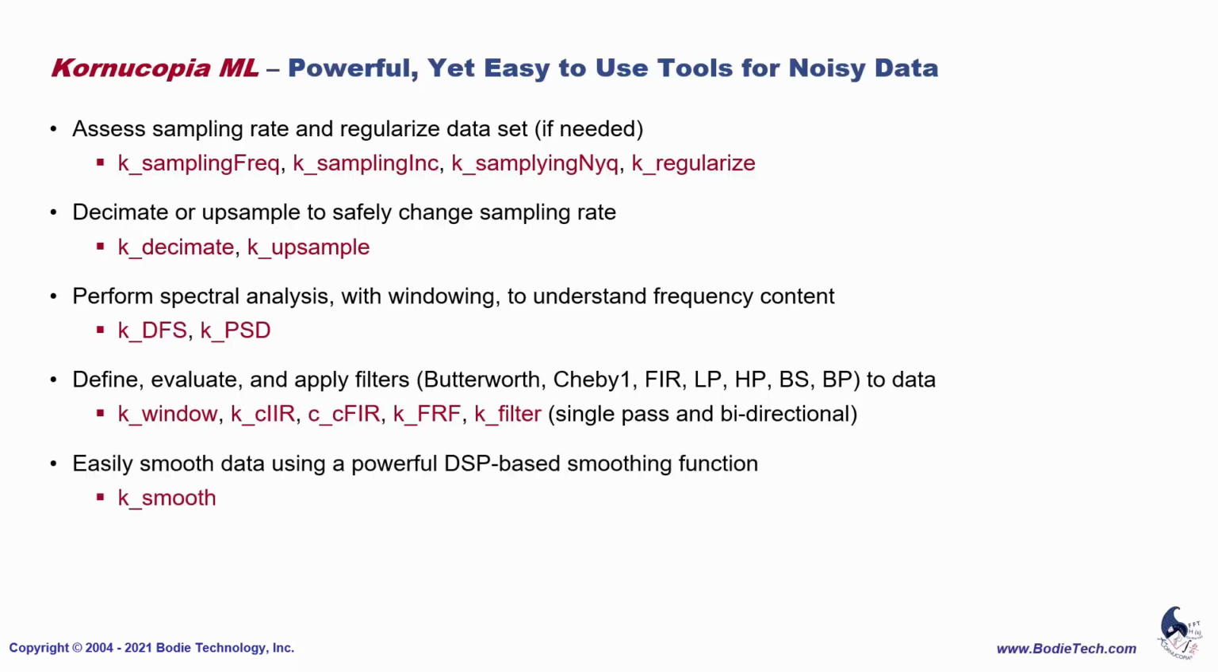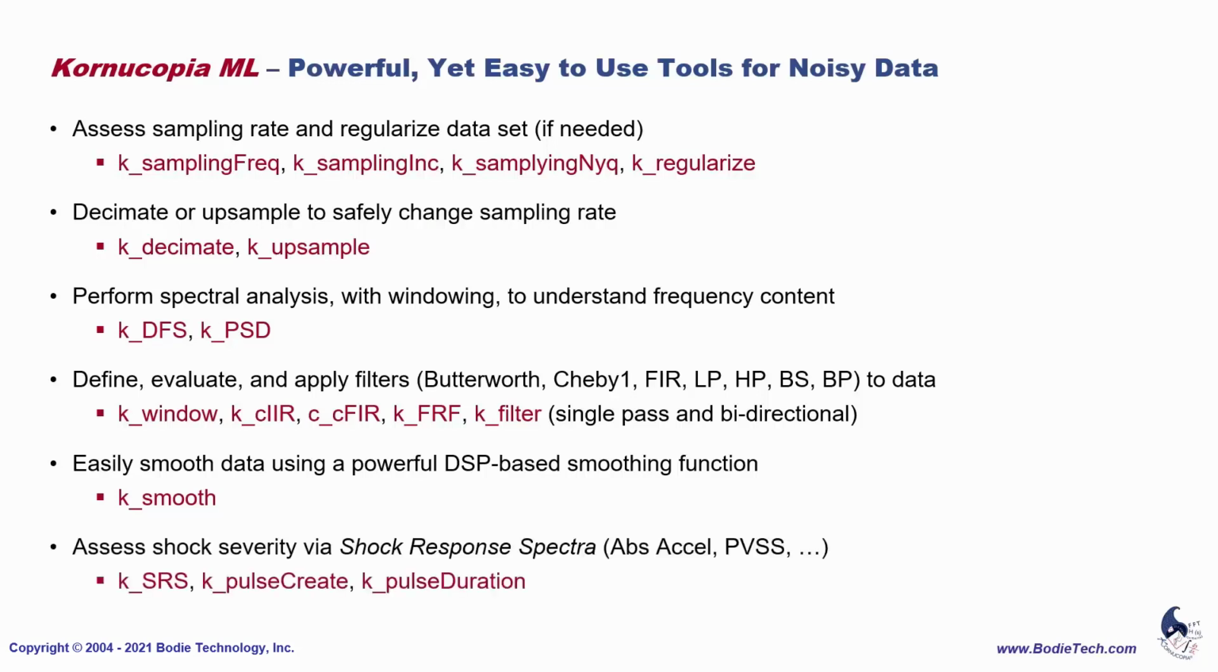The K_smooth function is a very popular tool that provides a simplified way to smooth data using just a single smoothing factor. Internally, the function uses the 6th-order bidirectional low-pass Butterworth filter with Kornucopia's advanced end effect minimization technology. And lastly, we have functions to allow you to assess shock severity via the shock response spectra methods. In addition to the shock response spectra functions, we also have functions to allow you to create and study pulses.